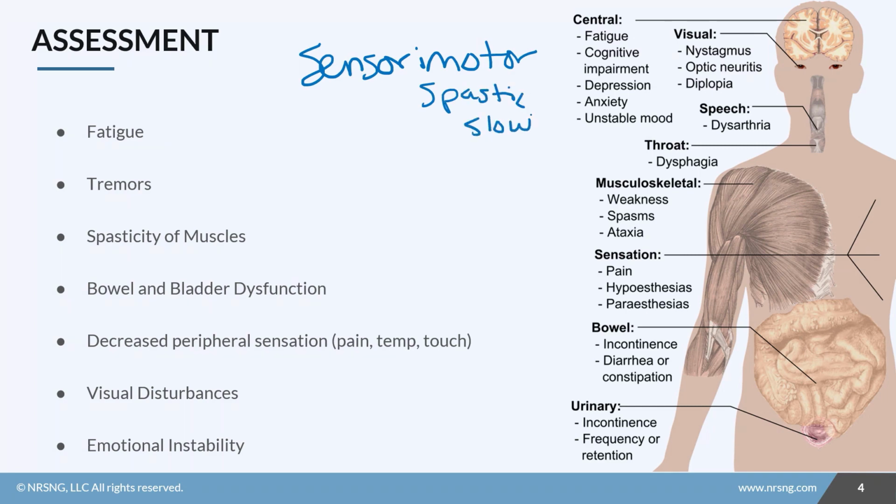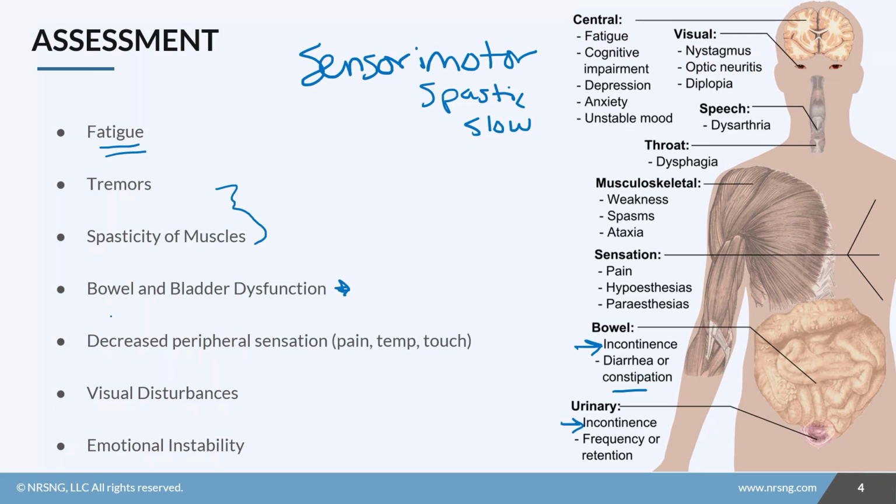So they're very weak and fatigued because they're losing some of that motor function. We'll see tremors and spastic muscle movements. Again, that's the jumpy spasticity of the nerve impulses. And then we're also going to see bowel and bladder dysfunction as a result of those loss of nerve impulses. Both bowel incontinence, they'll have urinary incontinence. They could also even get constipation because the gut just slows way down because of the lack of nerve impulses.